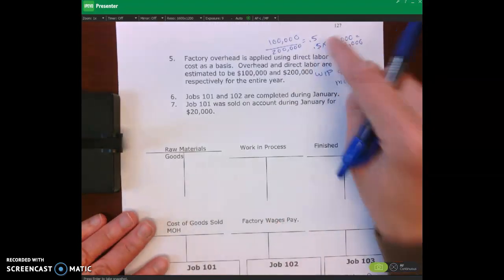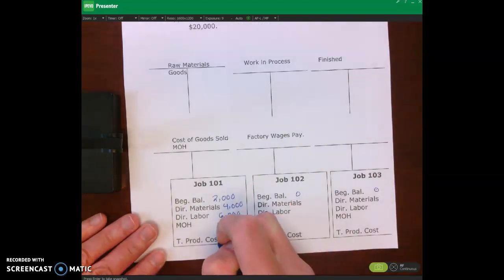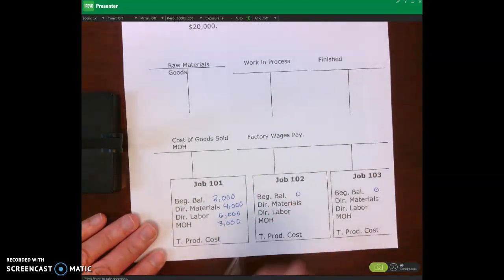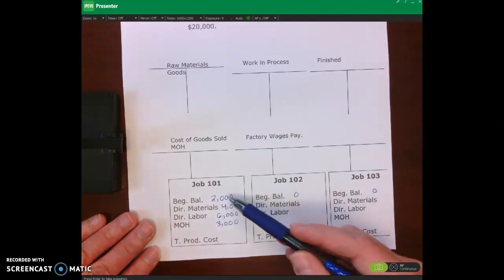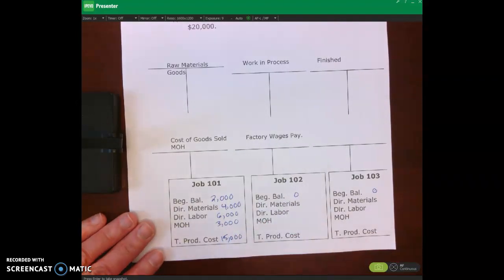Times the 0.5 means we apply $3,000 worth of overhead. And now what we can do is add up all these numbers: our labor plus our overhead plus our materials plus our beginning WIP. That gives us our total product cost of $15,000. This is the total cost of job 101.